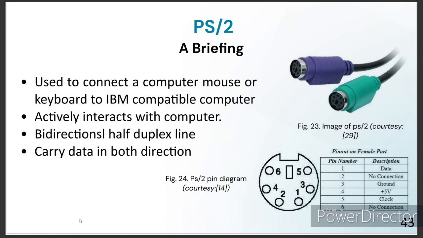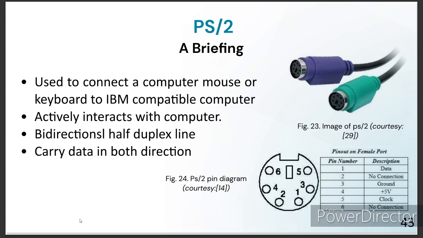PS/2. It is a 6-pin mini DIN connection that is used to connect keyboard or computer mouse to IBM compatible computer. Actively interacts with computer. Bidirectional half duplex line. Carry data in both directions.